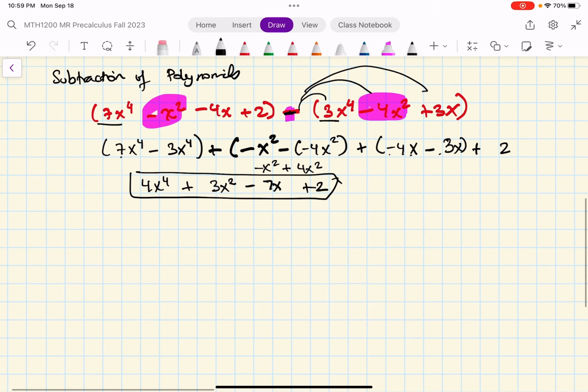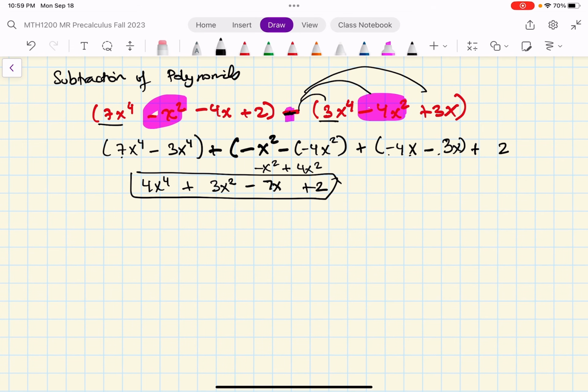Okay, so be careful. Sometimes what people do is, whenever they have a subtraction of polynomials, they say, I'm going to change this into addition instead of subtraction. To do that, you have to distribute the sign. So it becomes negative 3x to the 4th plus 4x squared minus 3x. And then you treat it as addition. So you could do that too.